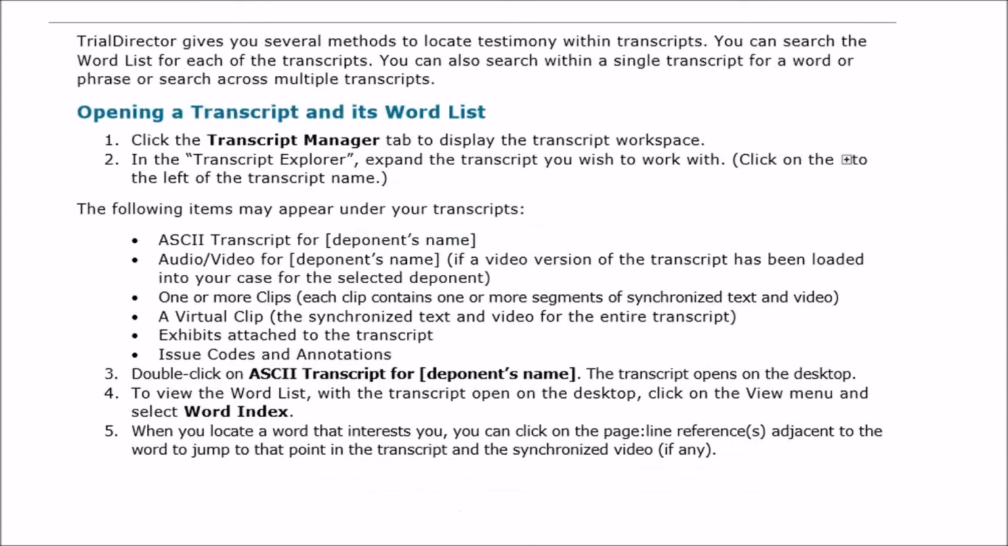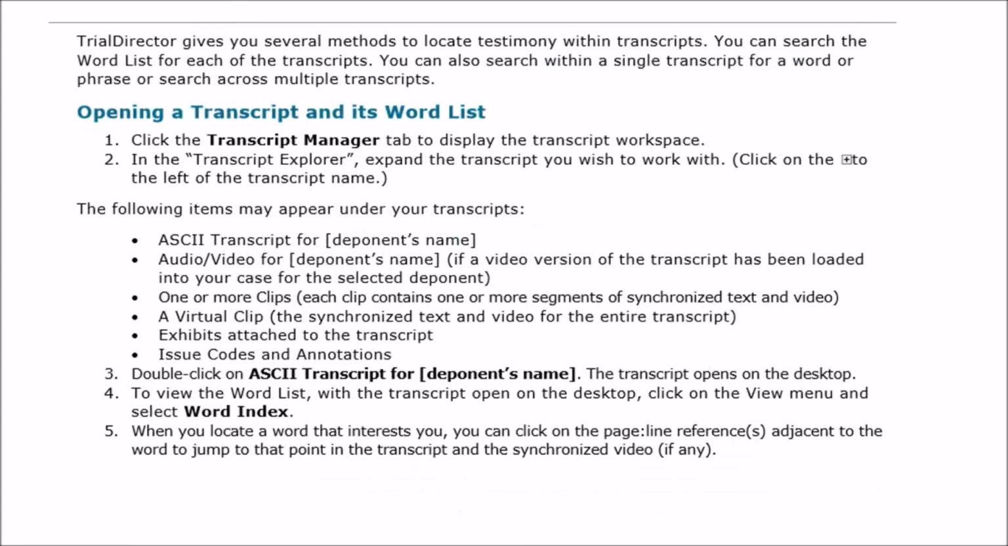And then in the Transcript Explorer, you expand the transcript you wish to work with. Click on the little plus sign to the left of the transcript name. And then the following items may appear under the transcript. As you can see, ASCII, audio, video, one or more clips, and so on. And so you can double click on the ASCII transcript for the deponent's name, and the transcript opens on the desktop.